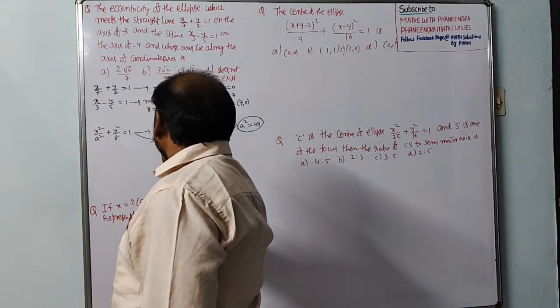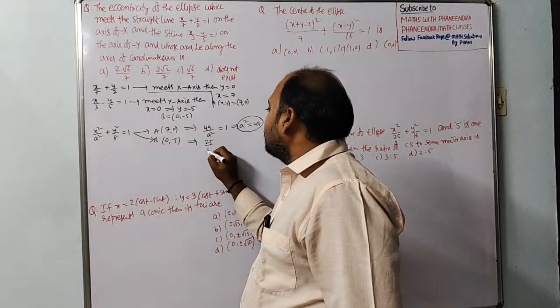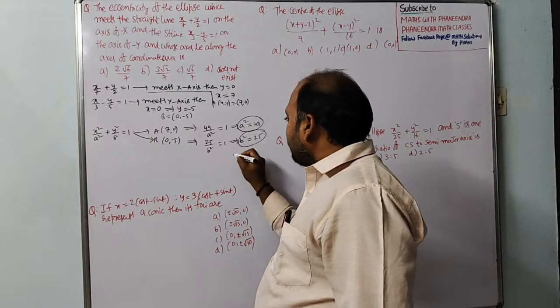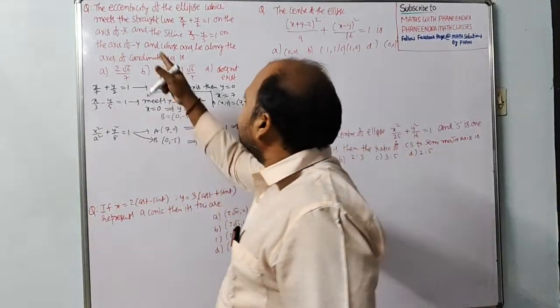Passing through (0, minus 5): 25 by b square equal to 1, that implies b square equal to 25. By observing clearly, a is greater than b. Whenever a is greater than b, we can find out the eccentricity only, know.